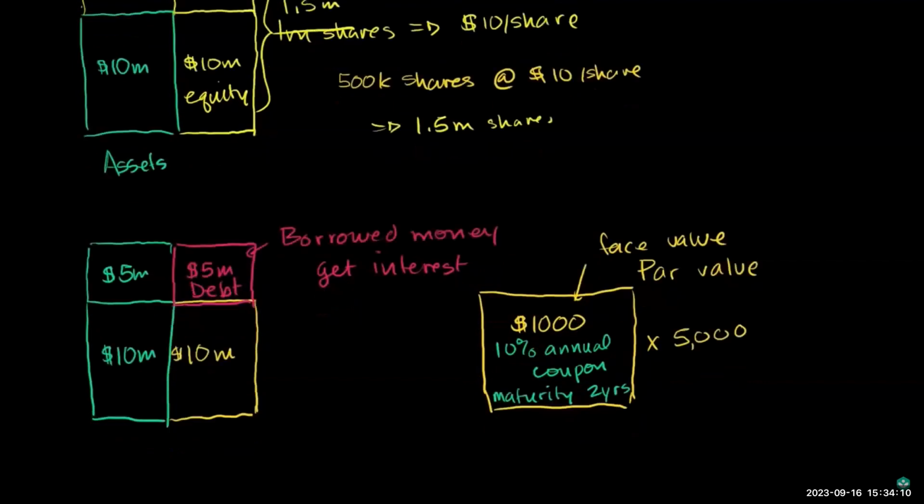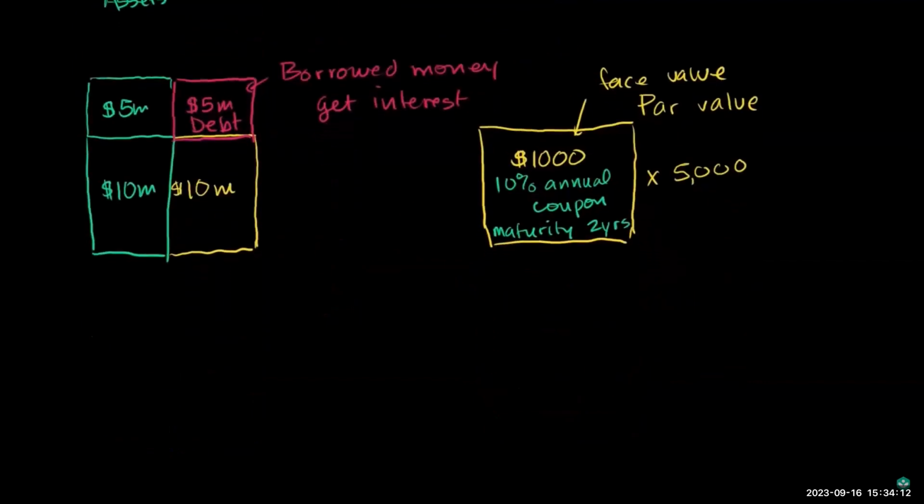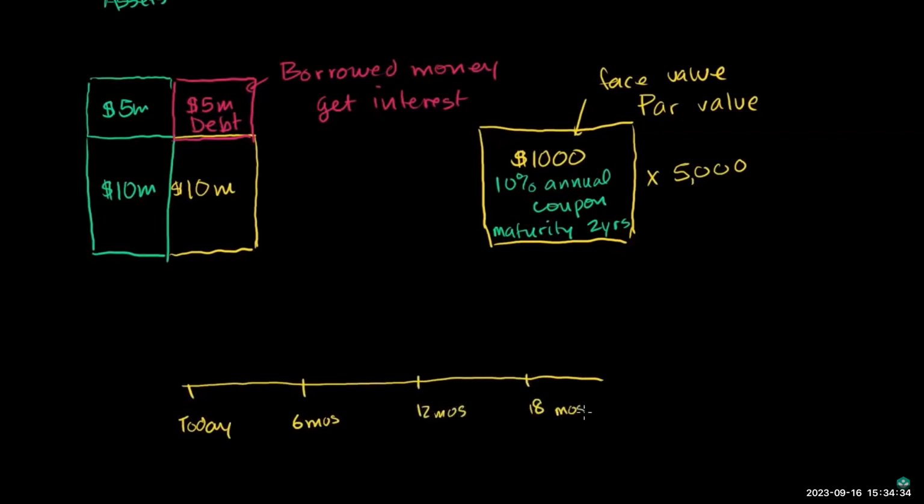Now, just to be clear how the actual payments work, the coupons tend to get paid semi-annually. So let me draw a little timeline here. And this tends to be the case in the US and Western Europe. If this is today, this is in 6 months, this is in 12 months or 1 year, this is in 18 months, and this is in 24 months. And I'm only going up to 24 months because I said this bond matures in 24 months.